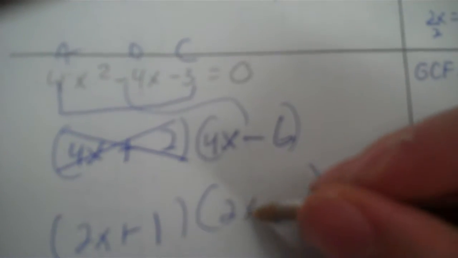So if we can divide here by 2, it becomes 2x plus 1, both of those by 2, and both of those by 2, so that's 2x minus 3. Okay, and lo and behold, we got 4x squared, we got negative 6x and positive 2x, that would make negative 4x, and negative 3. So 2 times x plus 1 equals 0, 2 times x minus 3 equals 0.